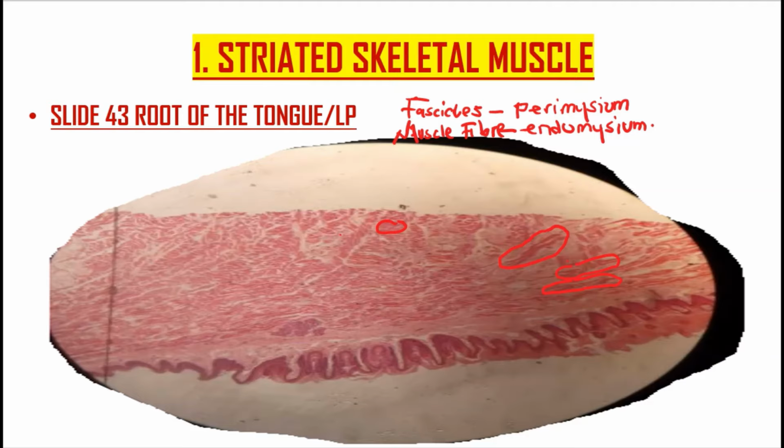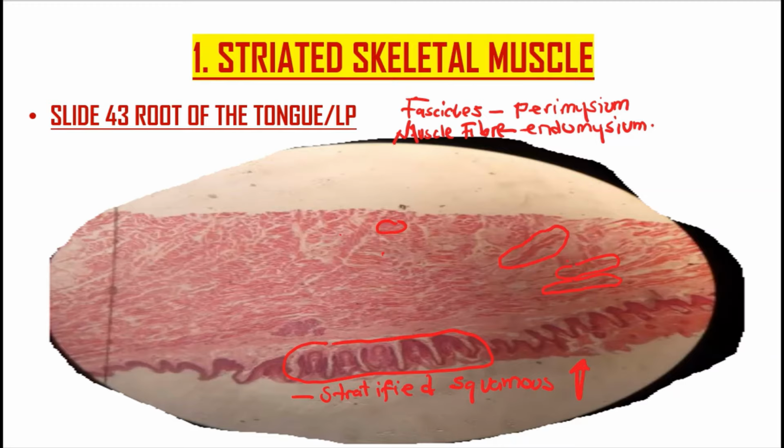At low power, I just want you to draw the muscle fibers in longitudinal section and also in cross section. What you have here is the epithelial layer of the tongue, which is made up of stratified squamous epithelium. And you have different types of papillae: filiform papillae, fungiform papillae, vallate papillae, and foliate papillae.